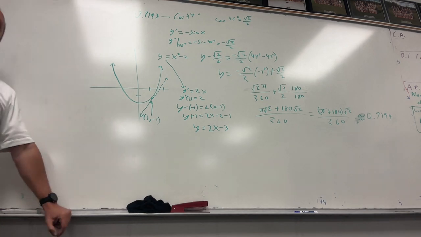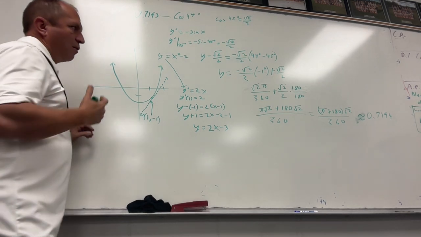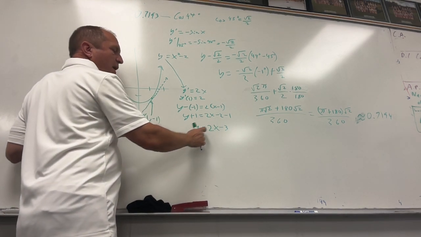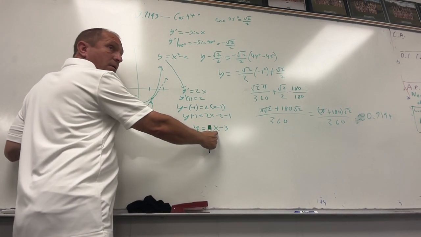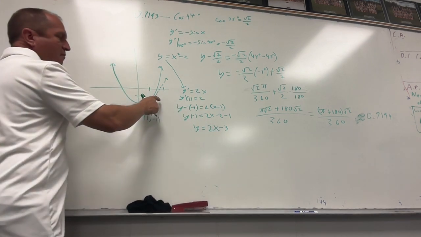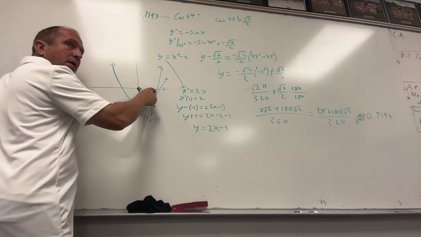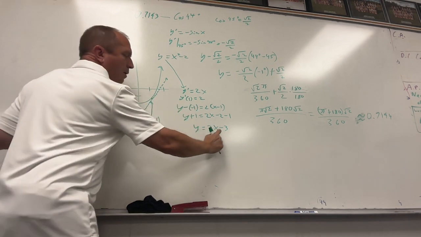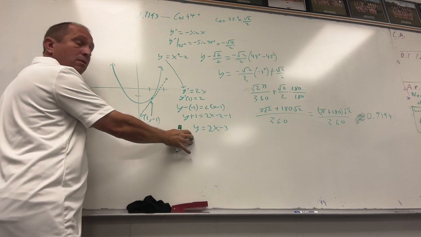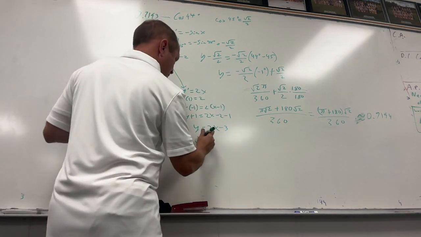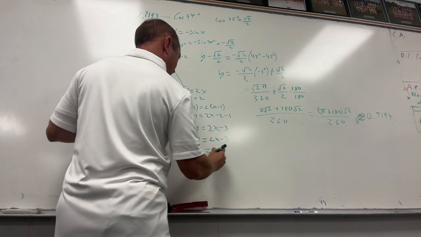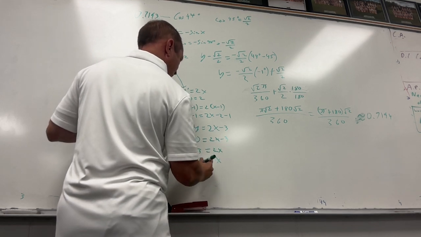Now, where this is different from the approximation problems, we were trying to figure out the y value when x was a particular value. What we're trying to do here is we know what our y value needs to be. Our y value needs to be 0. So we're trying to figure out, in this case, the x value that gives us a y value of 0. So 0 equals 2x minus 3. 3 equals 2x. So x equals 3/2.